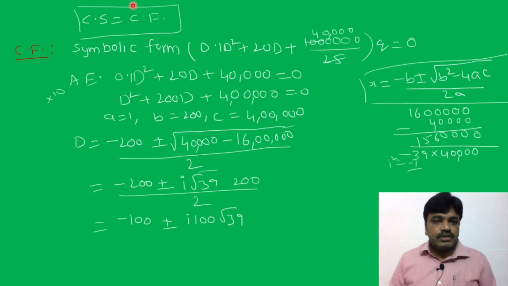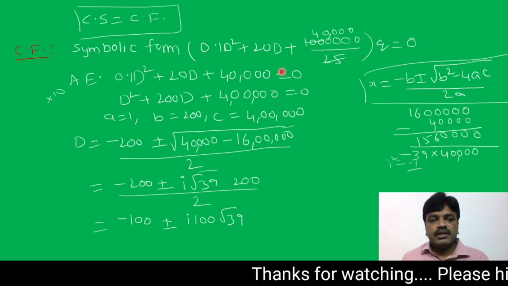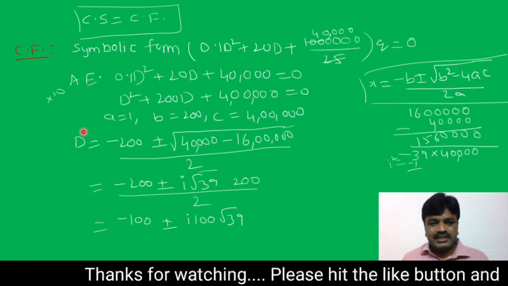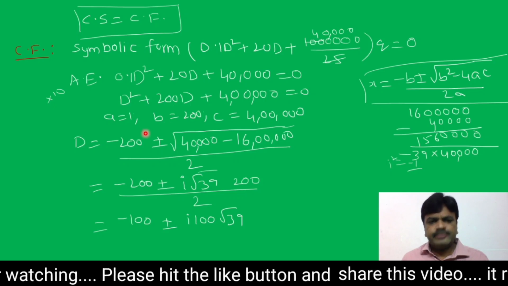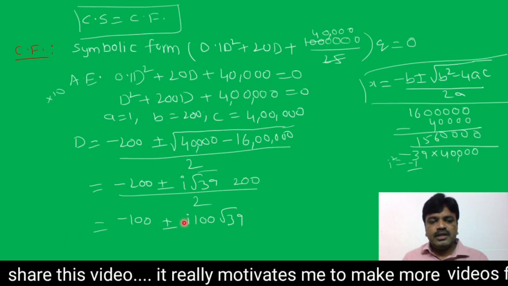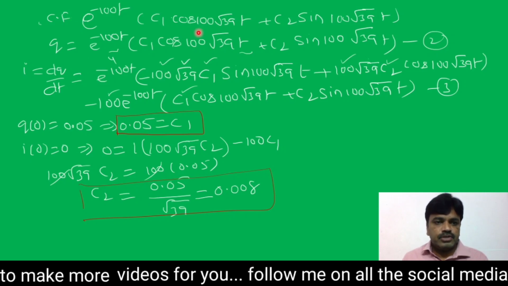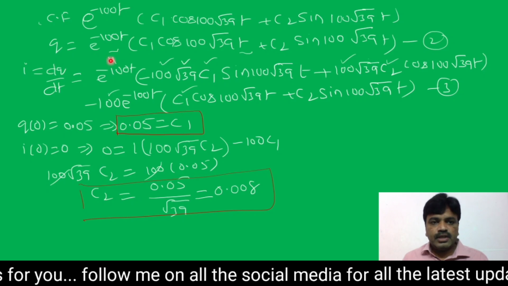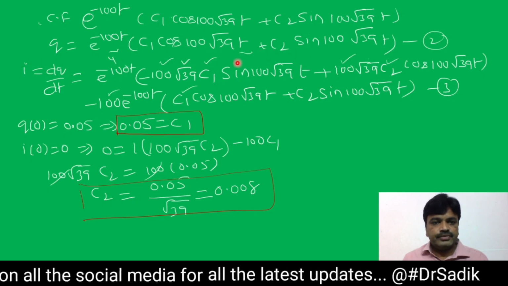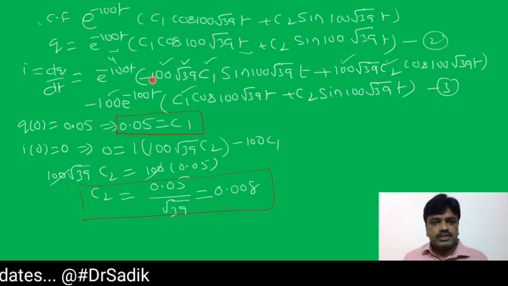So the right hand side value is 0, so the complete solution is equal to the complementary function. Write in symbolic form, and then write the auxiliary equation and multiply with 10 for getting the roots easily. I simplified and get minus 100 plus or minus i 100 root 39. Then I write the complementary function, which is the solution for Q. And then I need the I value, dq by dt. You differentiate here, applying the UV rule.